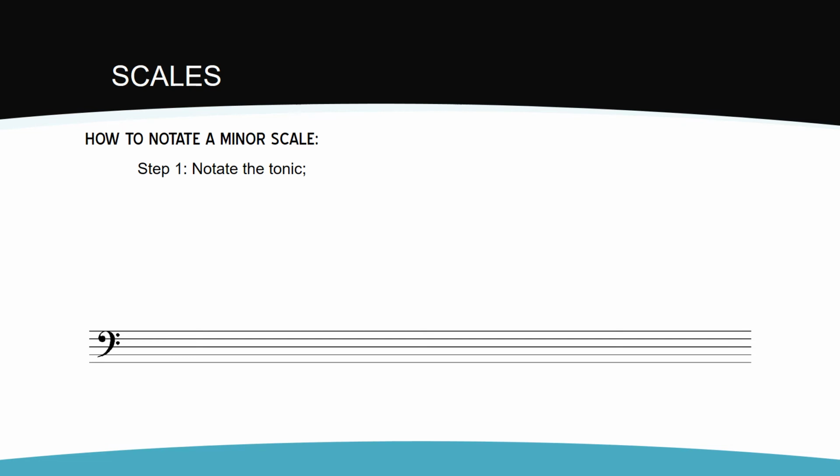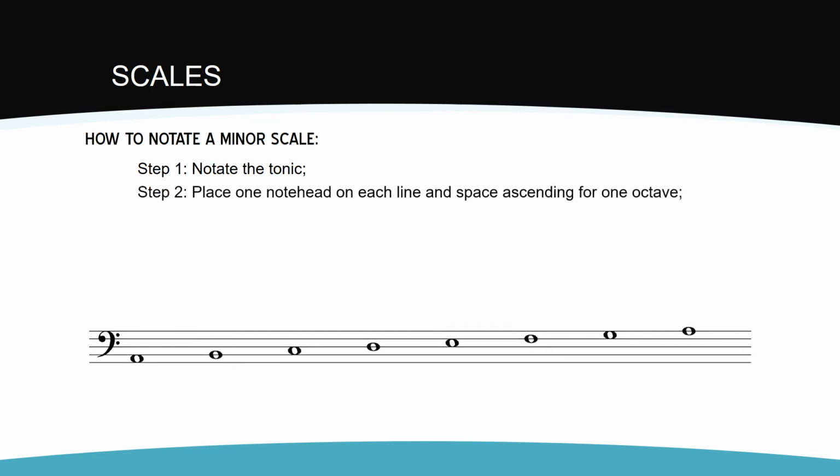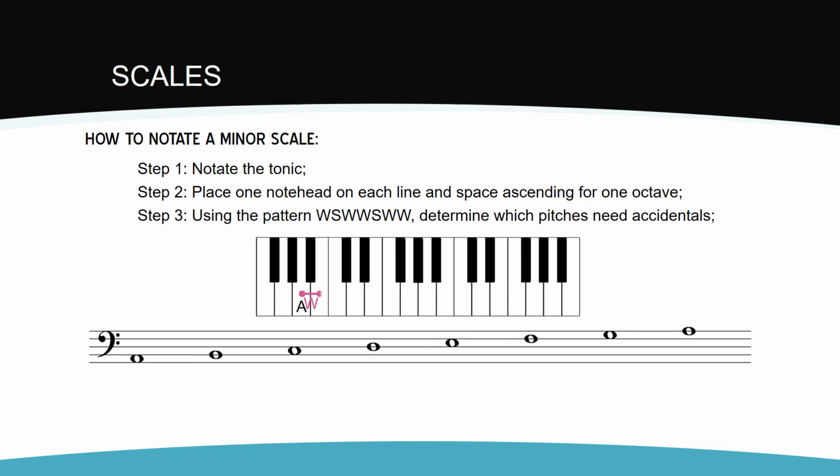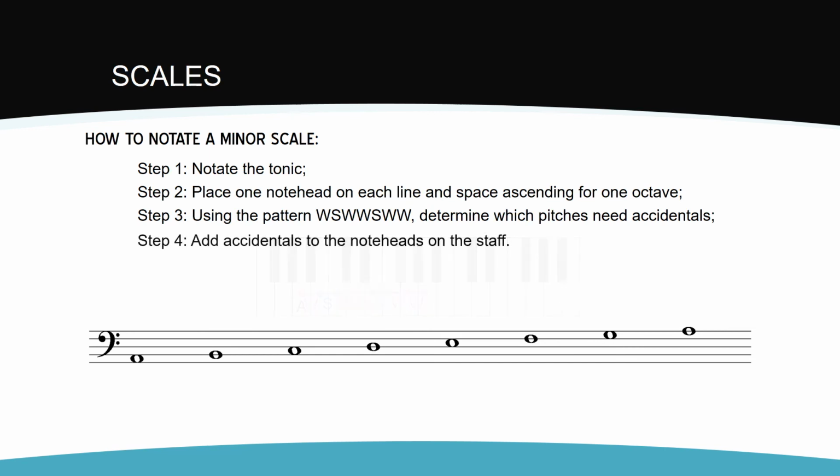Step 1. Notate the tonic pitch, in this case A, on the staff. Step 2. Place note heads on each line and space, moving up from the tonic for 1 octave. Step 3. Using the piano keyboard, replicate the pattern of whole tone, semitone, whole tone, semitone, whole tone to determine what pitches need accidentals. In this case, there are no accidentals, so we don't need to add anything else to the staff. This is the A natural minor scale. Here's what it sounds like.